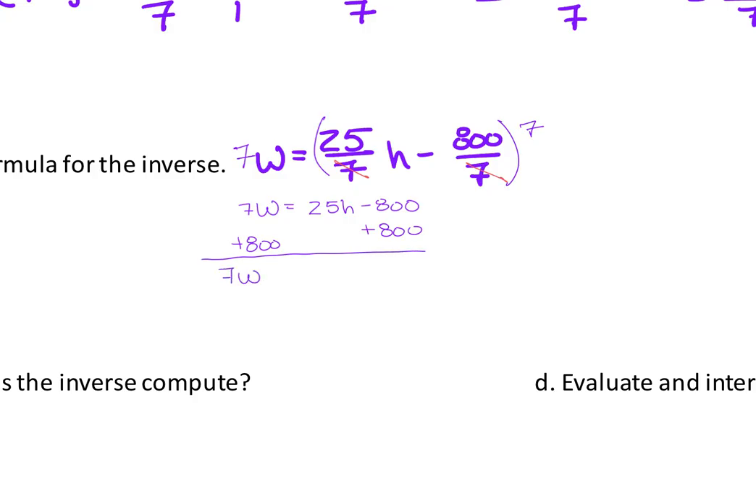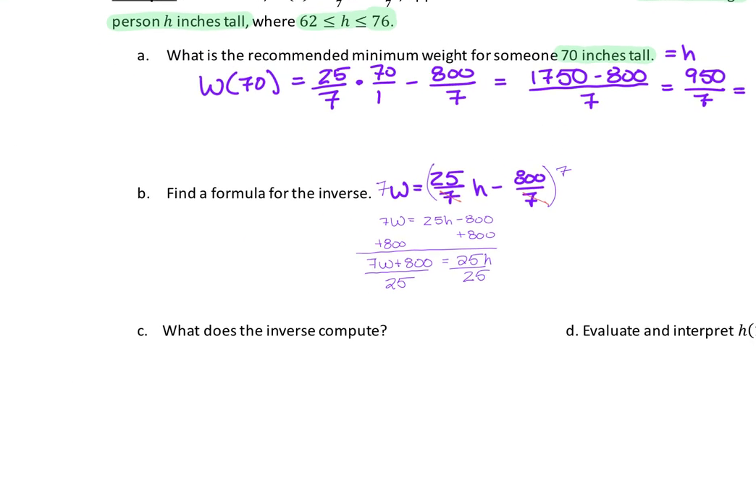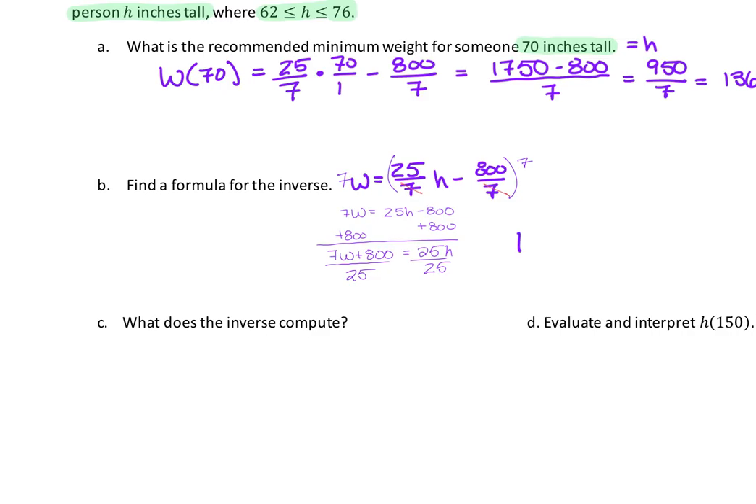We get 7W plus 800. And then we want to divide by 25 on both sides. If you want, you can separate this out, but I'm not going to. And so what we get for our inverse function is h of w equals (7w plus 800) over 25.